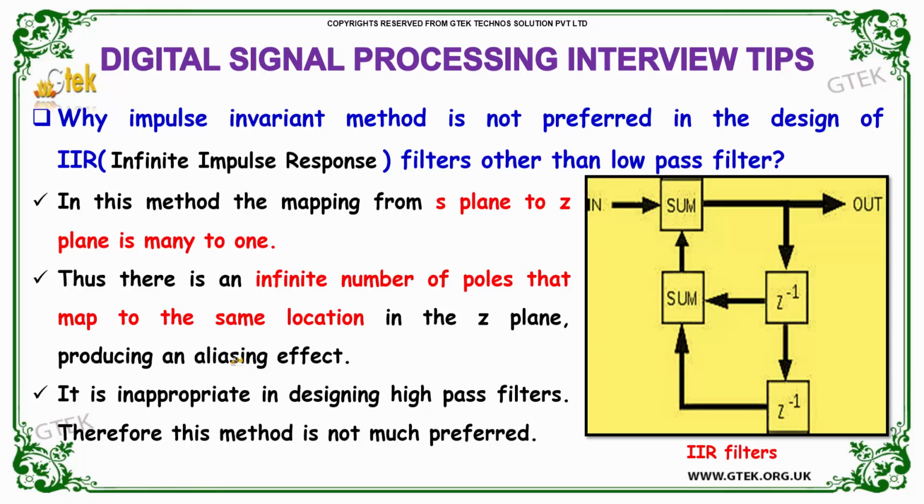We have the next question. The question is as follows. Why is impulse invariant method not preferred in the design of IIR filter? IIR is nothing but infinite impulse response. So the question is that the impulse invariant method is not preferred in the design of IIR filter other than the low pass filter. The answer is, in this method, the mapping from S plane to Z plane is many to 1. Thus, there is an infinite number of poles that map to the same location in the Z plane, producing an aliasing effect. It is inappropriate in designing high-pass filters. Therefore, this method is not much preferred. So, this is the reason why the impulse invariant method is not preferred in design of IIR filters other than low-pass filter.